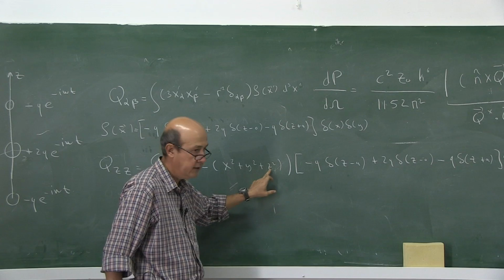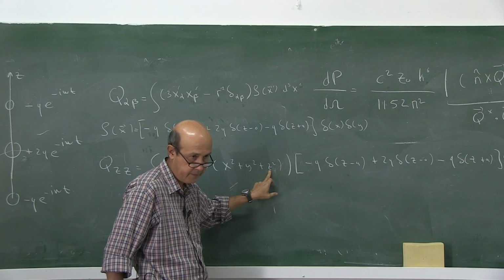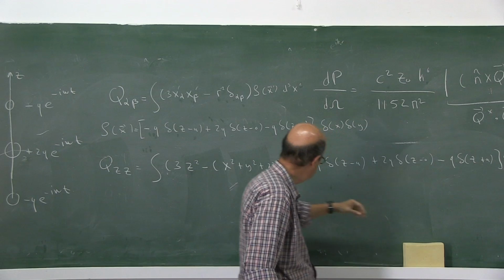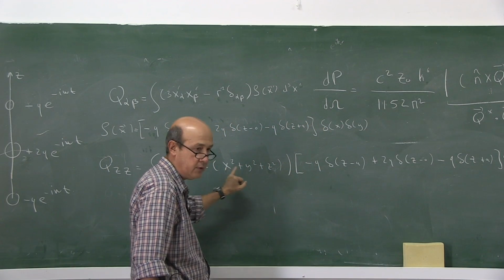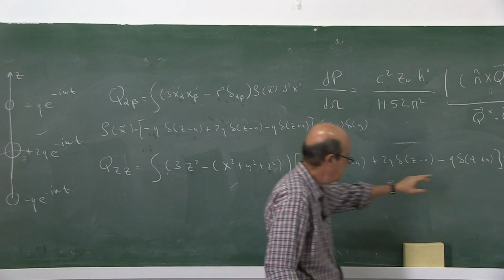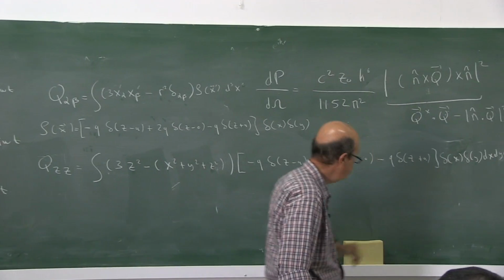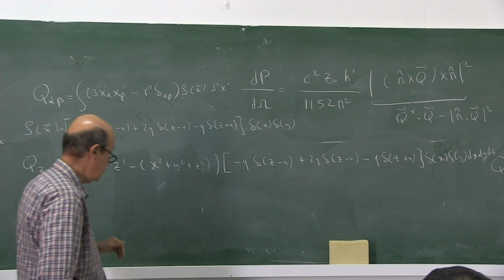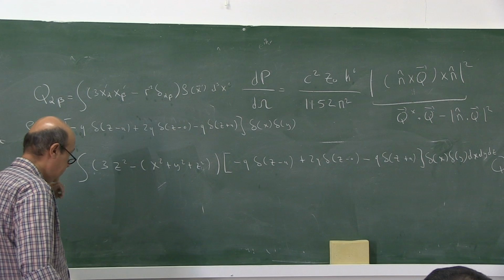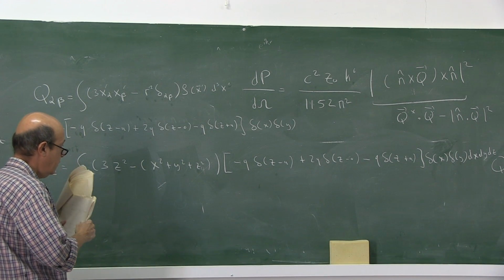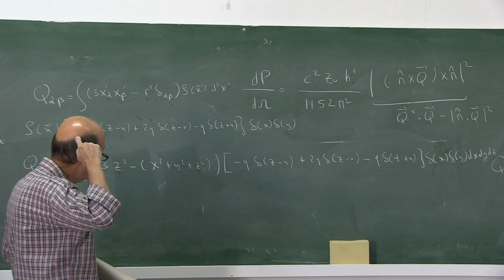For the z integral here, you will have a square. For the x and y integrals, what are you going to obtain? x will be 0, y will be 0, because delta x and delta y are at the origin. So if you take the integral, you will get 0 for xy, and for z, that will be non-zero. That will be a square.